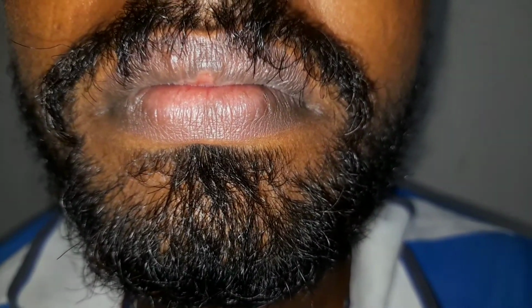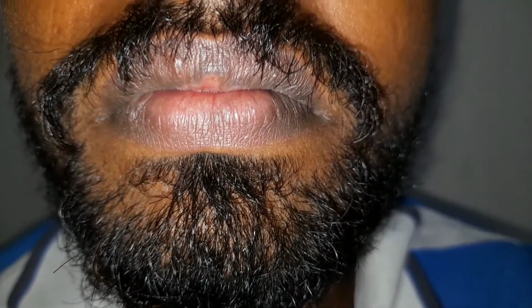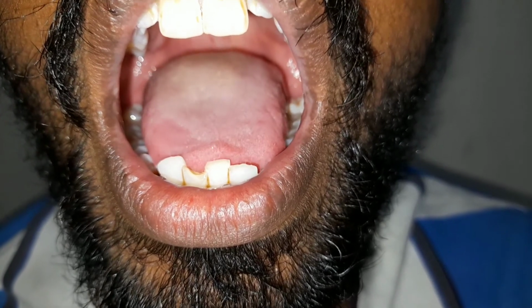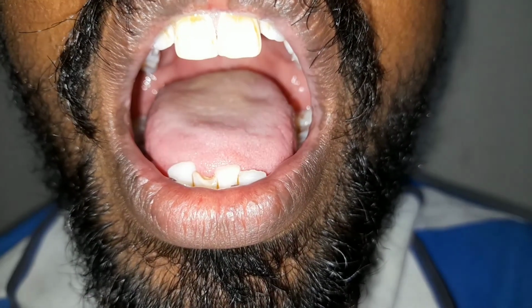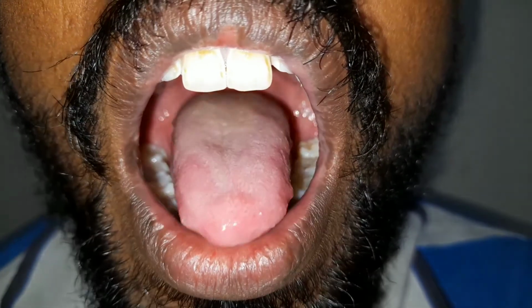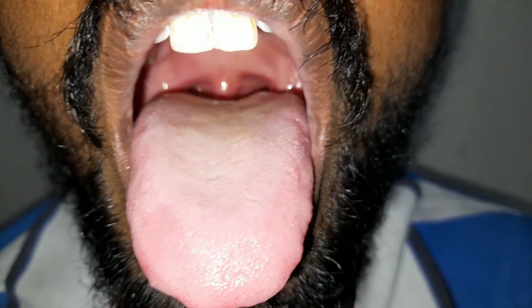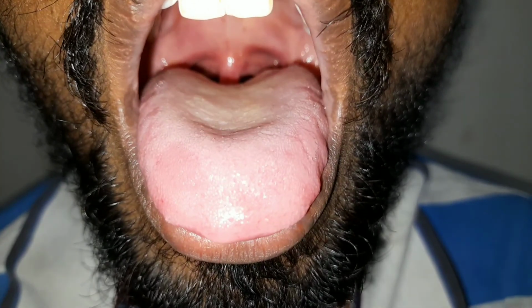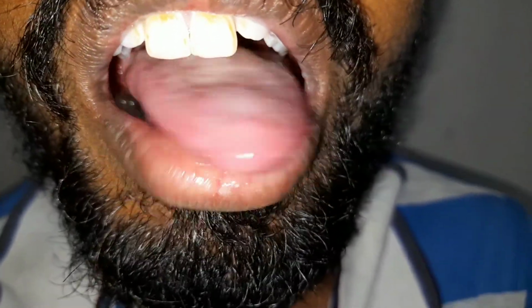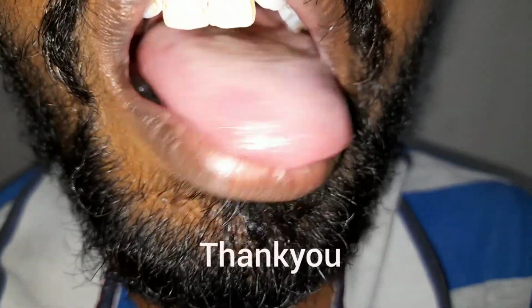Let us assess for the cranial nerve 12, which is the hypoglossal nerve, by asking the patient to open his mouth. Note for the tongue's atrophy while the tongue is on the bed of the mouth. Now ask the patient to stick out his tongue. Note for any asymmetry. Ask the patient to move his tongue from side to side. Note for any asymmetrical movement. Thank you.